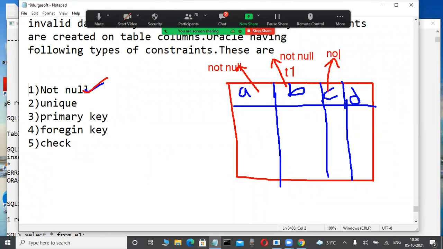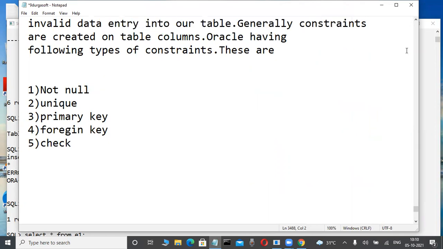We can also create a not null on C as a column in this example. Can we create a not null on D as a column? Possible or not? Possible. That's why any number of columns we are allowed to create a not null constraint on. Possible. Leave that one. Okay, fine.